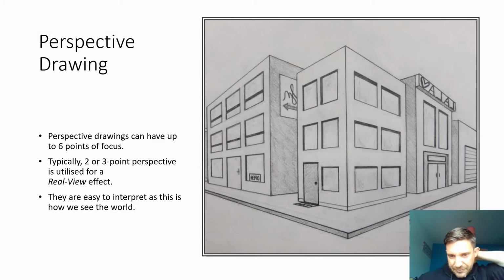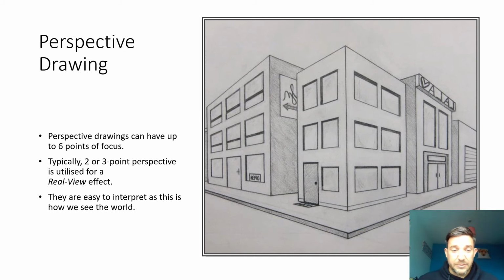So just a very quick overview then of perspective drawing. A perspective drawing can have up to 6 points of focus. Typically a 2 or 3-point perspective is utilized to create a real view effect. And what I mean by a real view effect is drawing something which would be very similar to how you would view the object in everyday life. So they're the most realistic types of drawings for perspective.